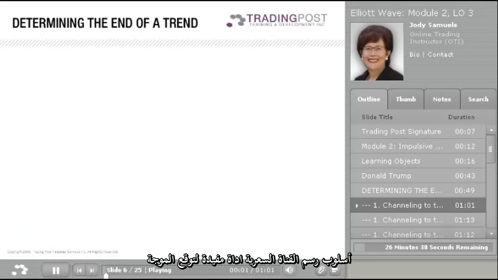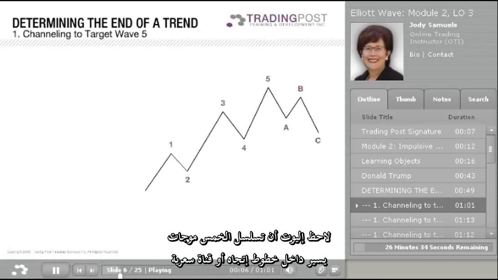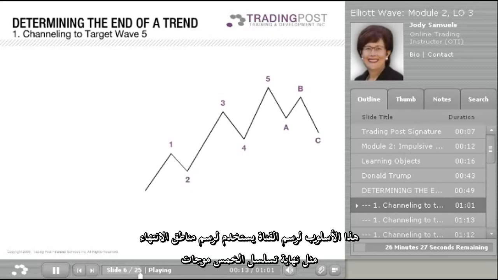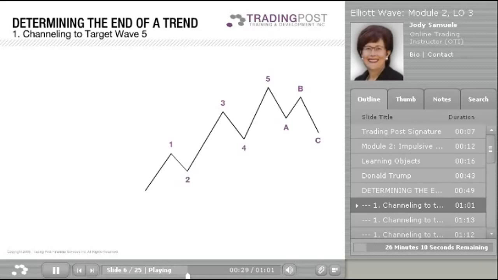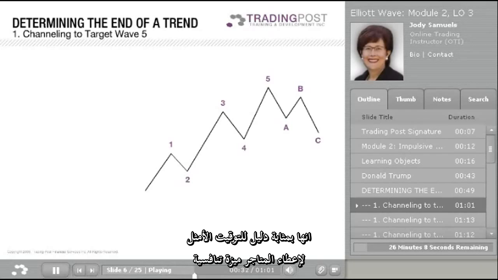The channeling technique is another useful tool for wave projection. Elliott noted that 5-wave sequences are usually contained within parallel lines or a channel. This channeling methodology is often used to delineate the exhaustion zones, such as the end of a 5-wave sequence. Once the wave 5 target is achieved, one would expect to see a trend reversal as long as the other confirmation signals are also present. It serves as an optimal timing guide, giving the trader a competitive edge.